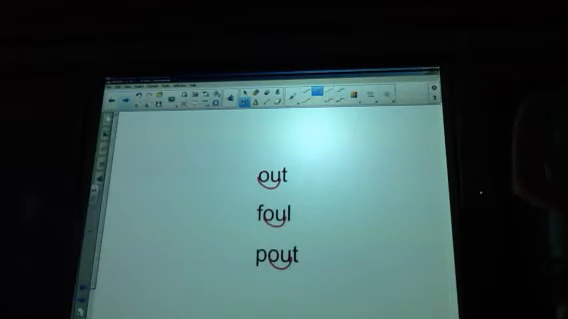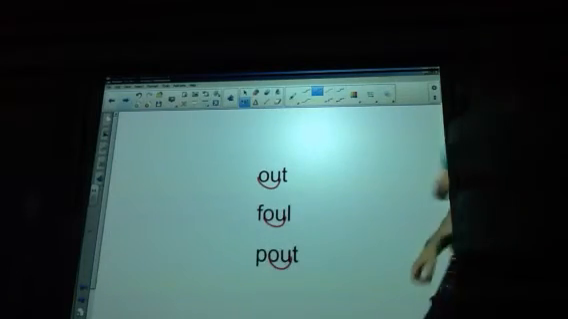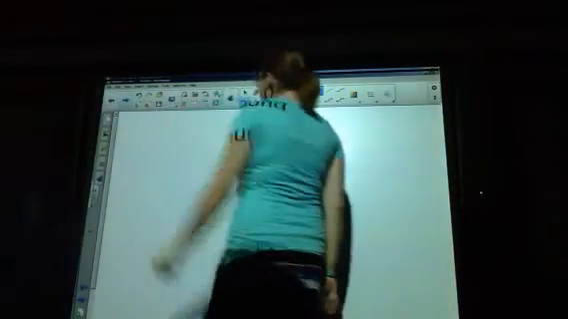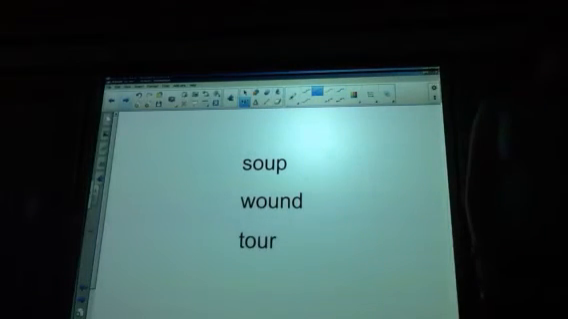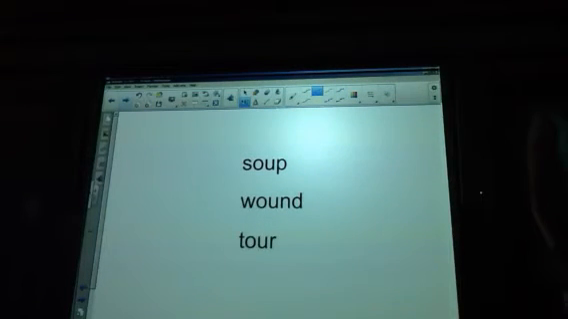Now, echo these words and listen for the sound they have in common. Soup. Wound. Tour. What do you hear in these? Ooh. Let's look and see what's making ooh. What is it? O-U. O-U can be a diphthong, but it can also be a digraph.